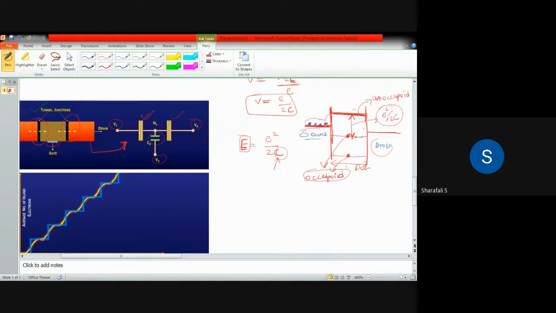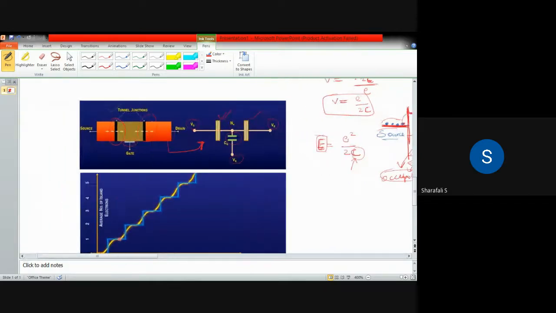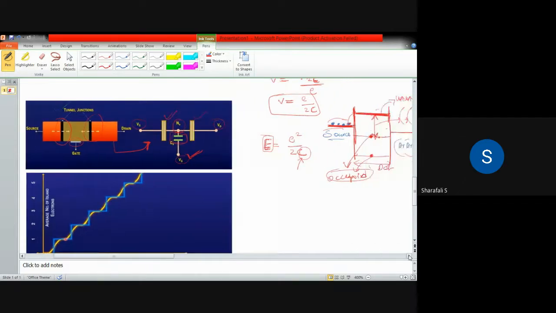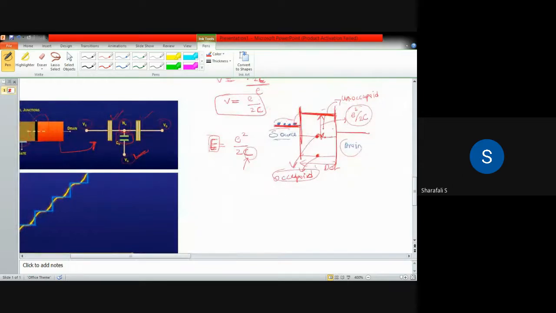When you consider that case, this can be done by applying an additional potential at the gate terminal. If you provide some potential at the gate terminal, at this point, it will change this capacitance. It effectively changes the potential of this quantum dot, and hence it will reduce the energy level to somewhere here.